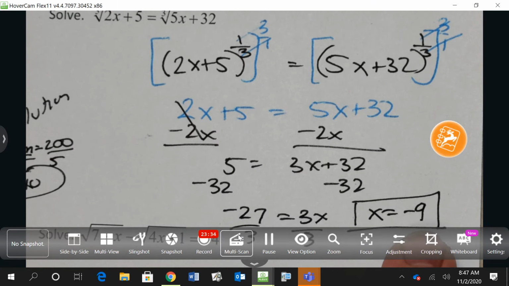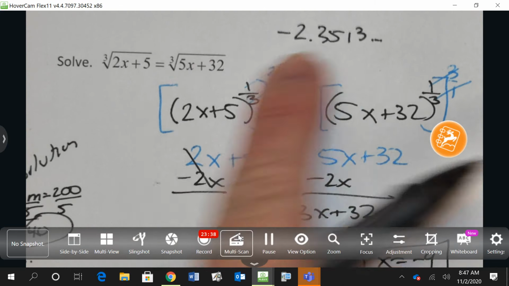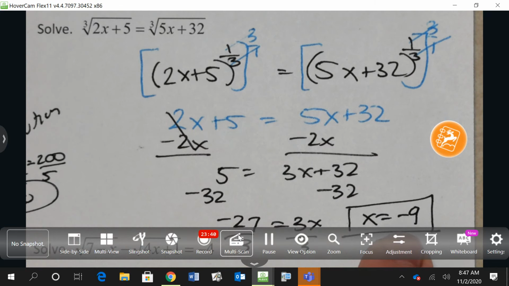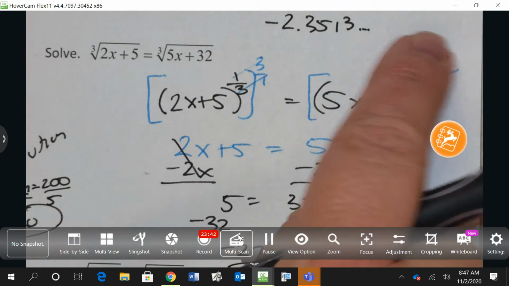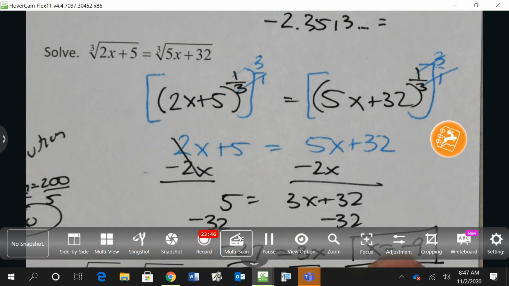If this is truly the answer, and I was able to get this ugly answer on the left-hand side, when I substitute negative 9 in for the right, I better get that same ugly answer. So now I'm going to type this in, inserting negative 9.